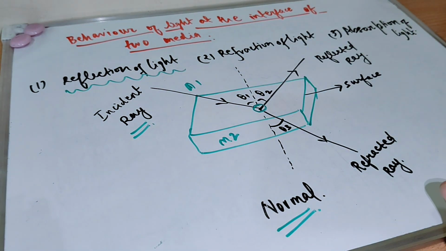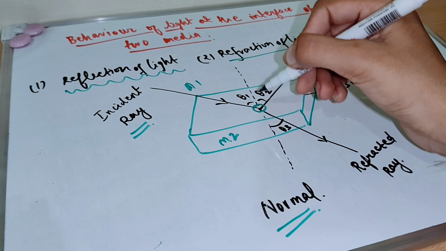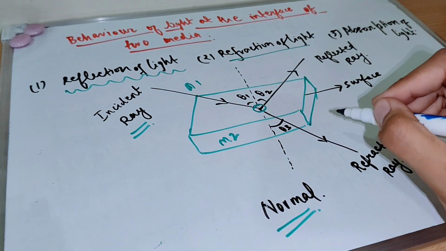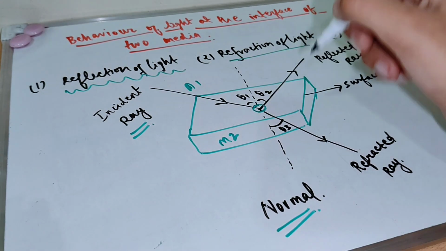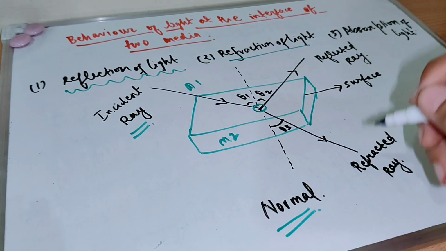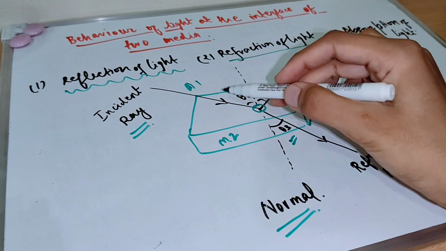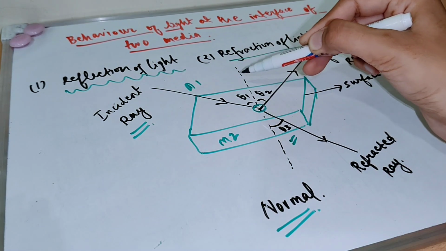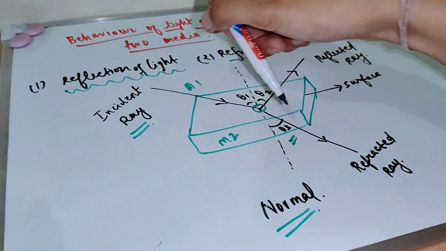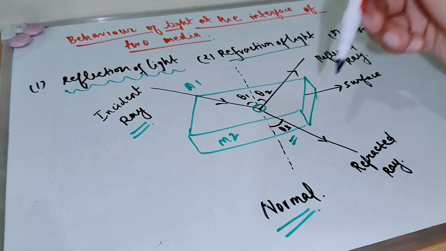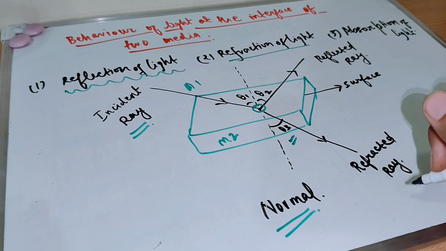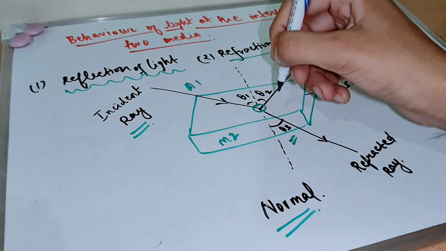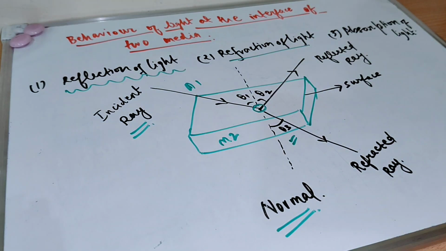Now the second thing that happens is refraction of light, which means that this light does not bounce back to the first medium. Instead, it emerges into the second medium on which it is falling, but at some different angle. This is incident with respect to the normal at theta 1 angle, and it is refracting out through the medium 2 at some other angle. This is known as refraction of light, which means that initially it was on medium 1 and finally it is in medium 2.